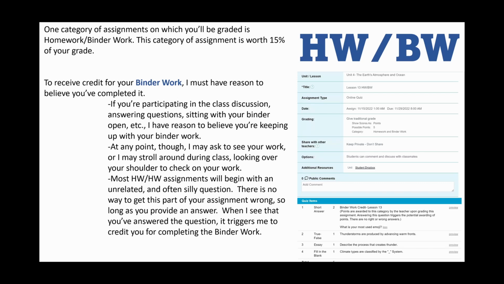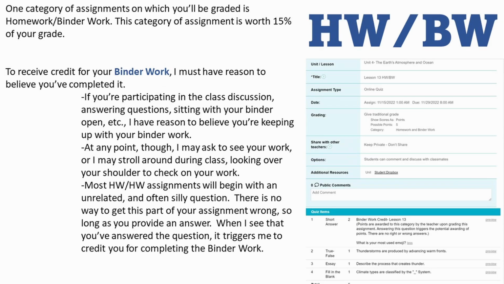At any point, though, I can walk around class, stroll around, look over your shoulder, or check on your work. Most homework binder work, oh, brownie point, I caught it myself. That should say homework binder work, not homework. Assignments will begin with an unrelated, often silly question. There's no way to get it wrong, okay? What happens is when I see that you've answered that question, it triggers me to think about whether or not I have reason to believe you've completed your binder work and then credit you for that work. There's an example of a silly question over here in the screen capture of an assignment, and it's the first question, and it says, what is your most used emoji?